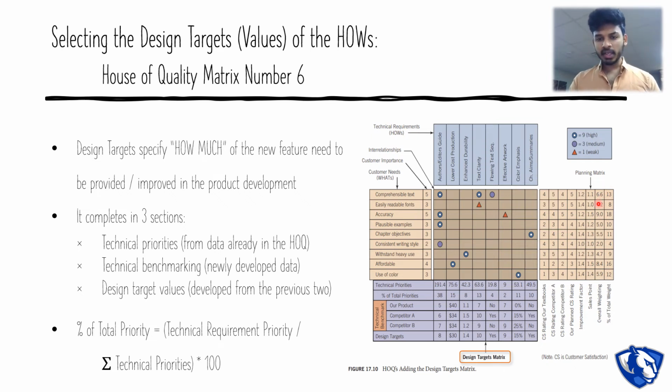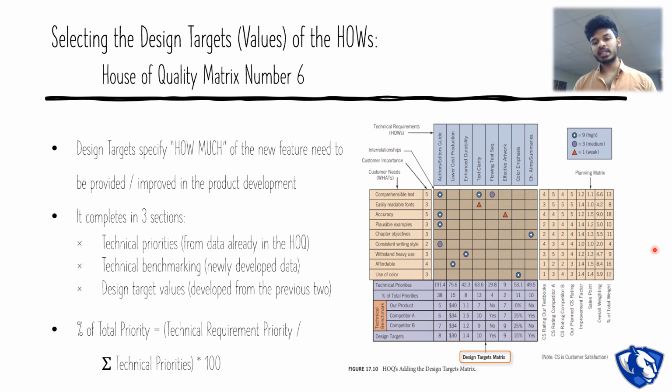So 9 into 6.6 plus 9 into 9 plus 9 into 5 and 3 into 2 all comes to about 191.4. So all these values will be filled in the same manner, and if you give these values to any of your team members, it doesn't make sense, so that they know what to do. So in order to give some meaning to technical priority, we came up with the percentage.